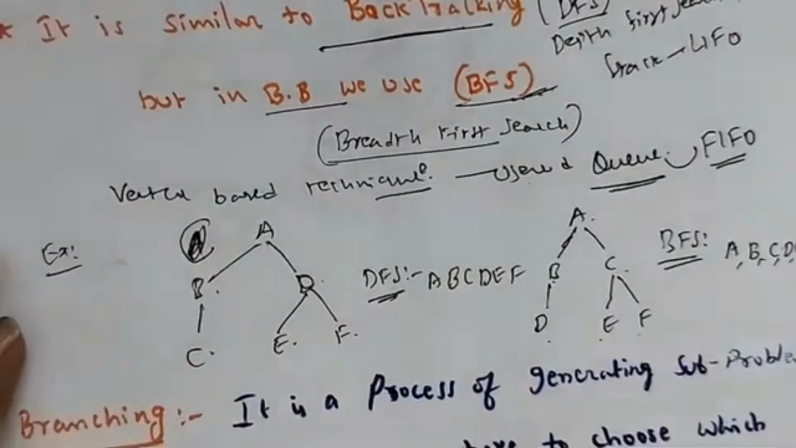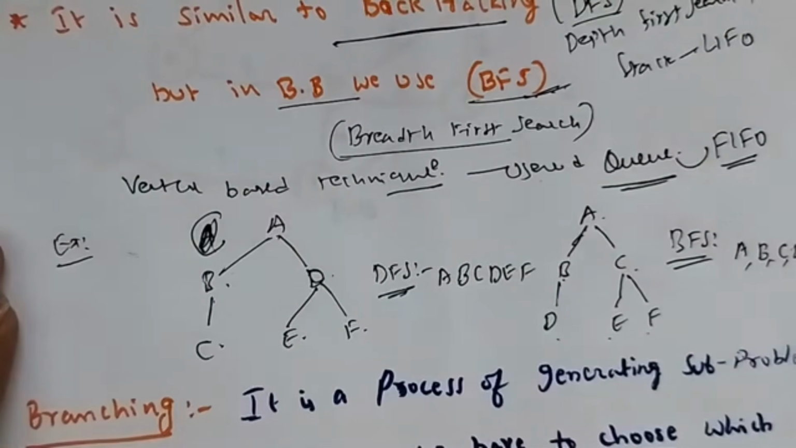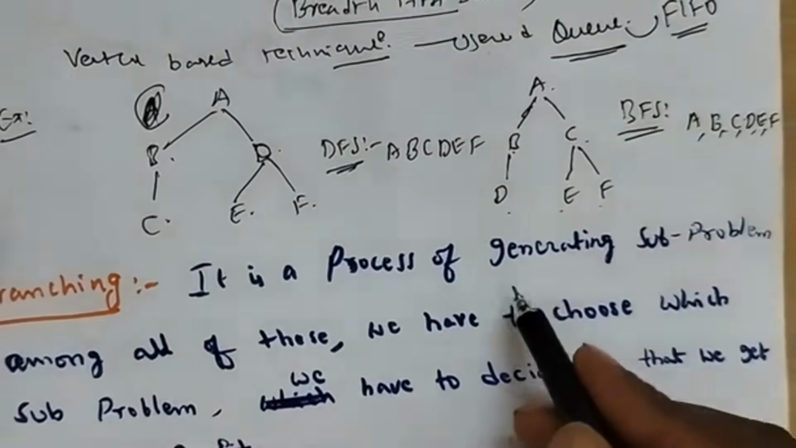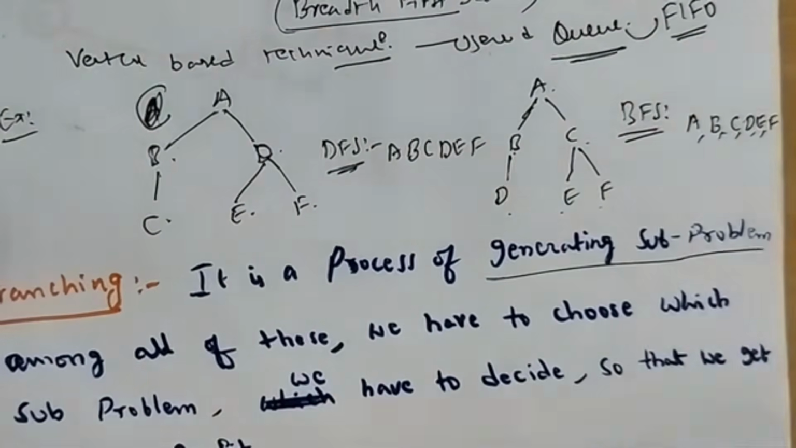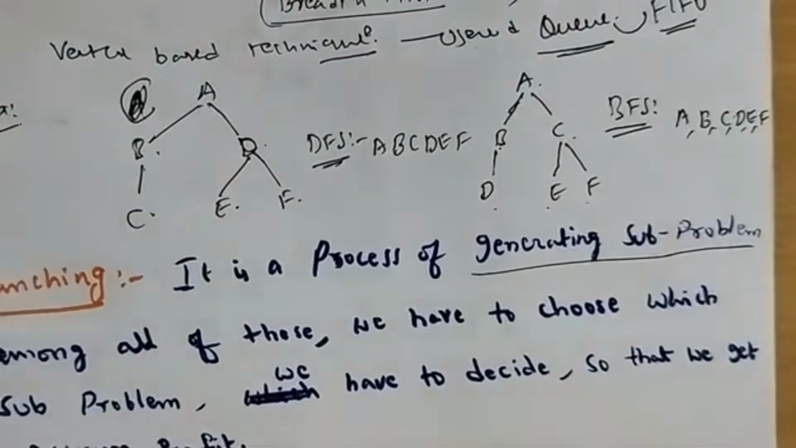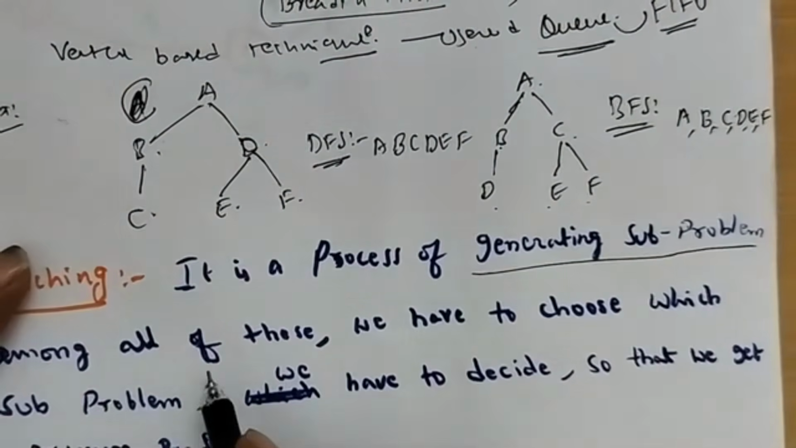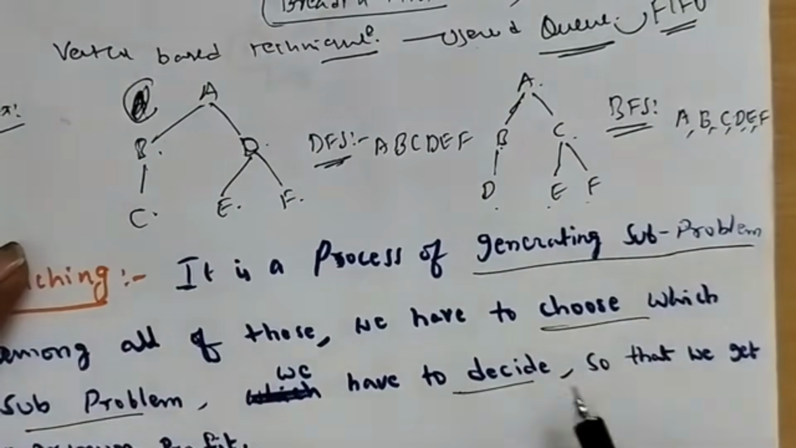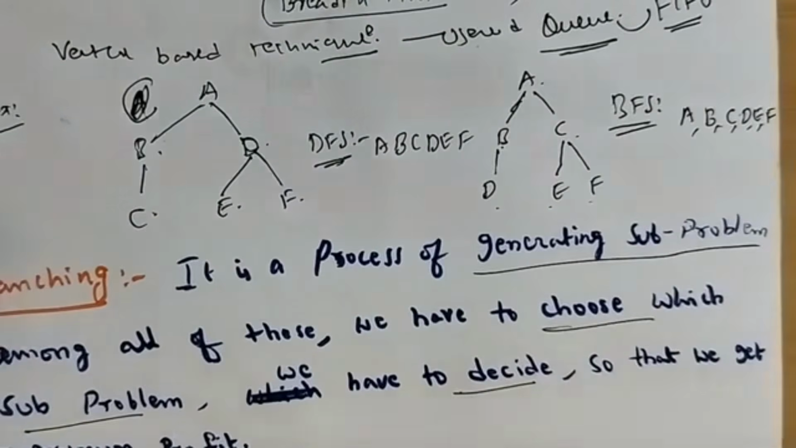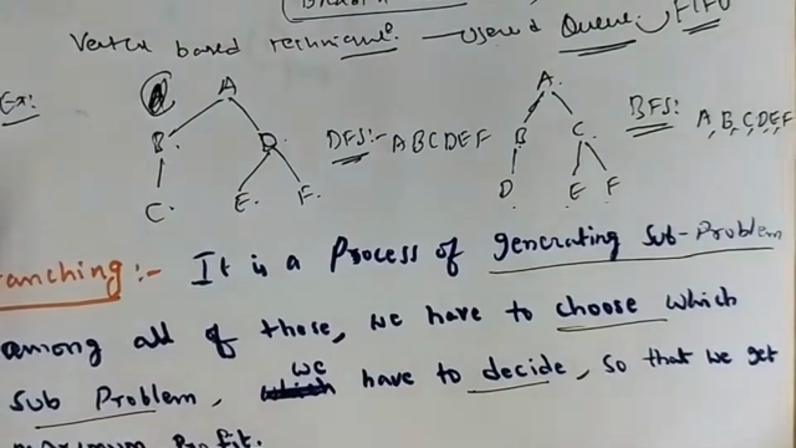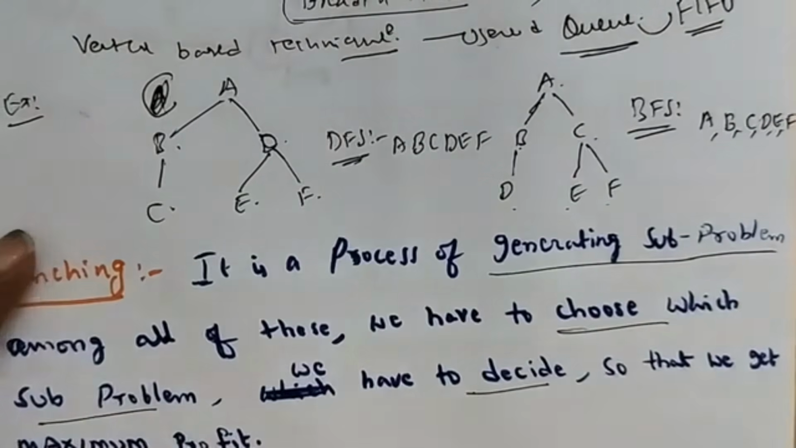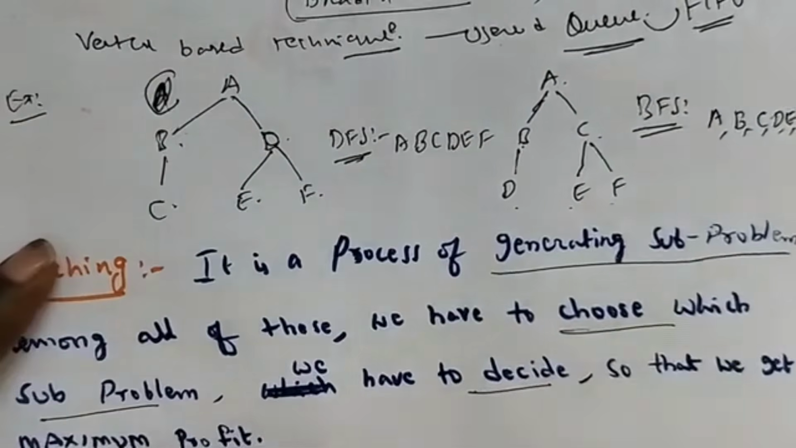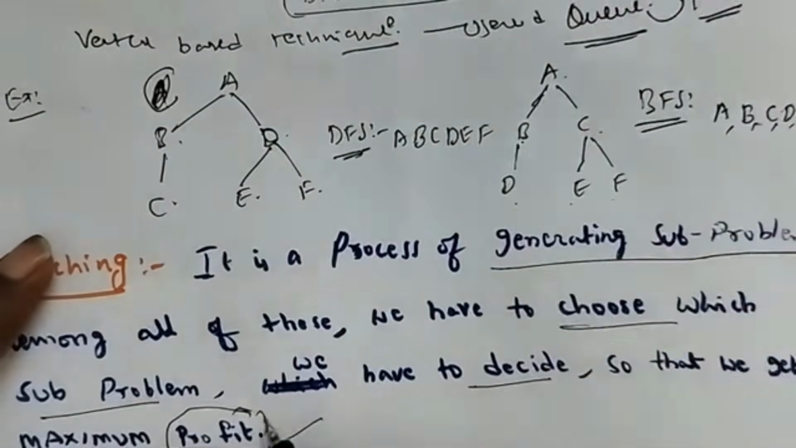Now, this is about branch and bound. What is the meaning of branching? Branching is the process of generating subproblems. Among all of these, we have to choose which subproblem to decide so that we will get the maximum profit.